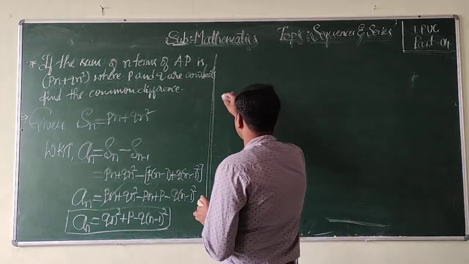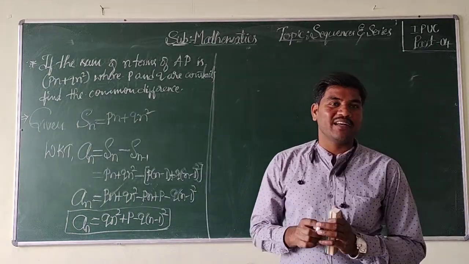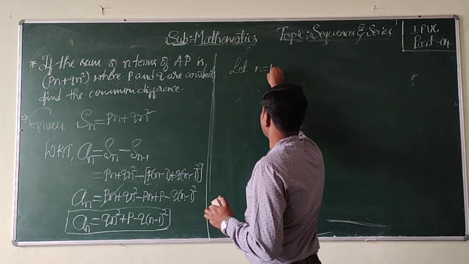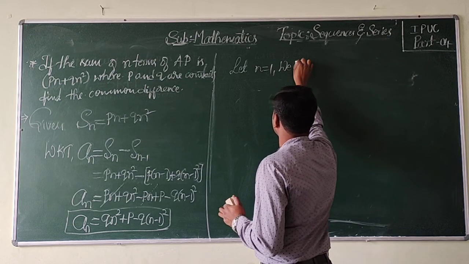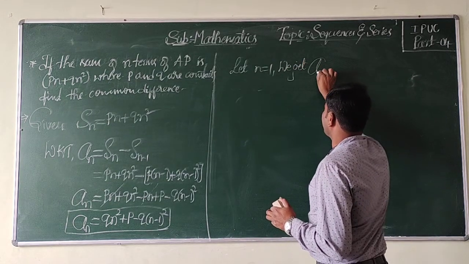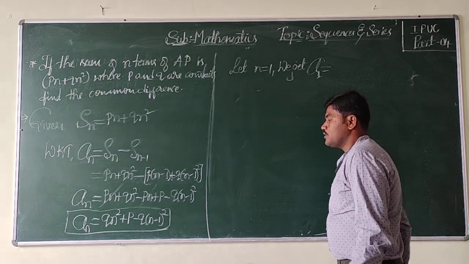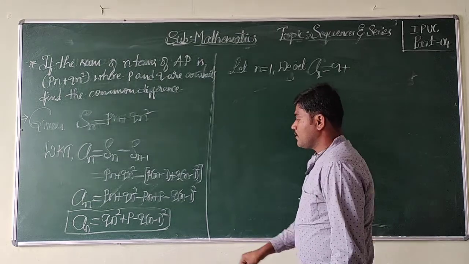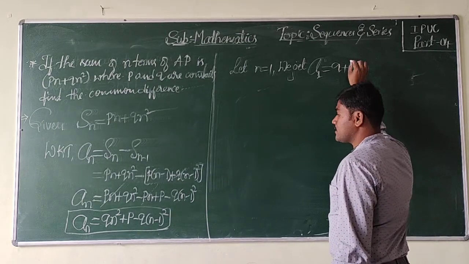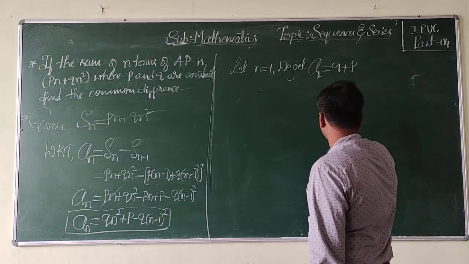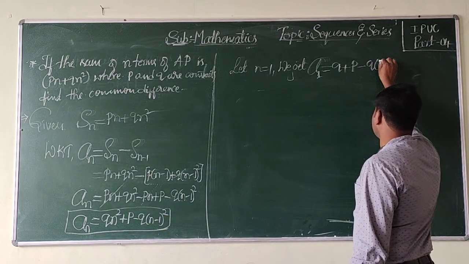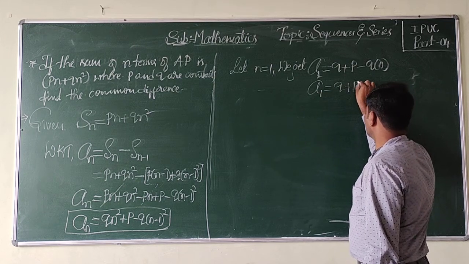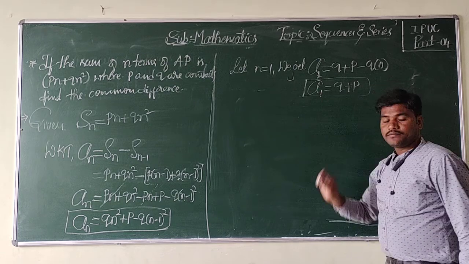Here the general term is given. How to find the first term? Replace n by 1. Let n = 1. So we get A1 = Q·1², that is Q, plus P minus Q(1 − 1), which becomes 0. So A1 = Q + P. Got it? A1 is Q + P.